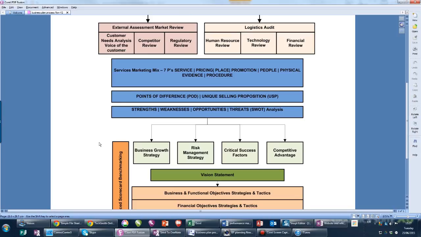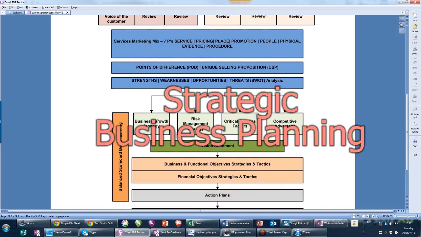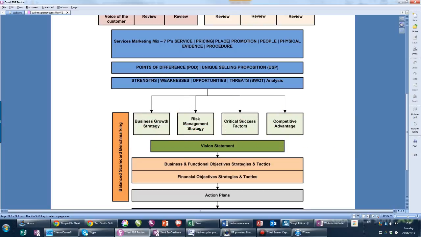After the analysis phase of the business planning, we get to set strategies. We set growth strategy, look at the risks of gaining that growth, finding the critical success factors and stating them, and from those a competitive advantage.